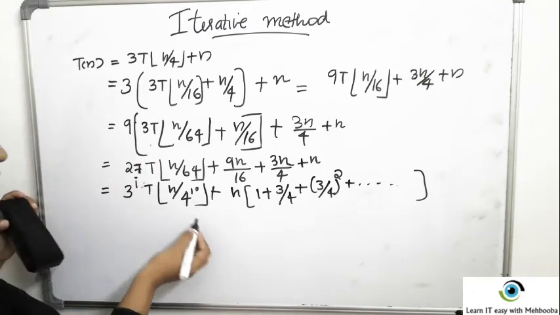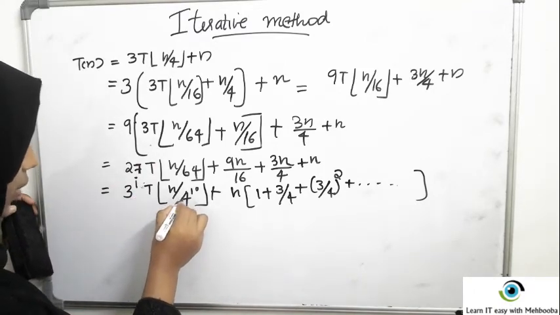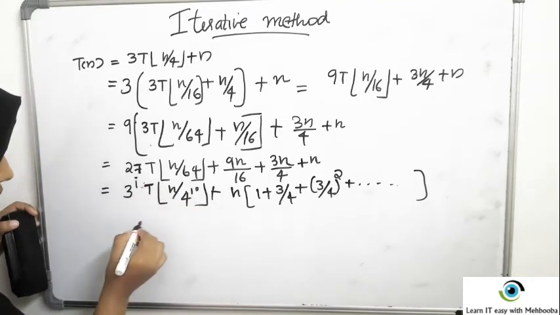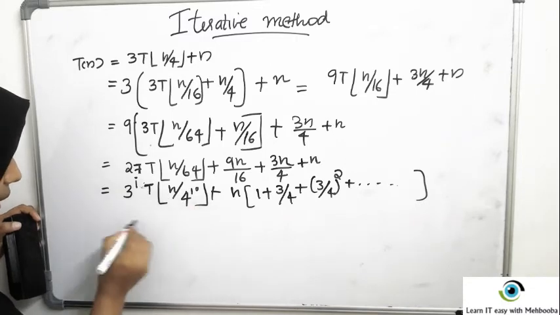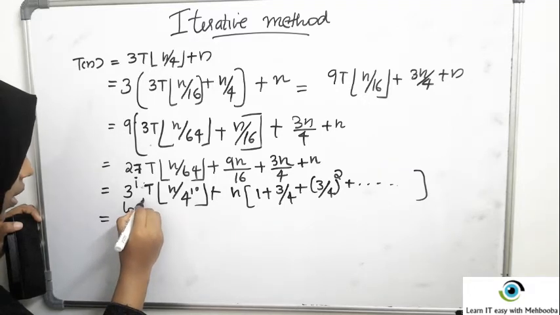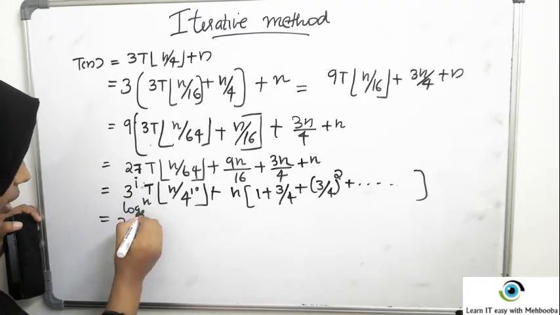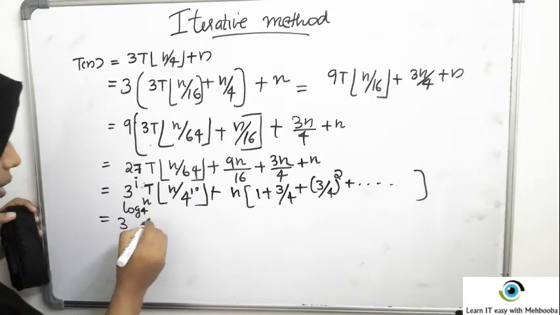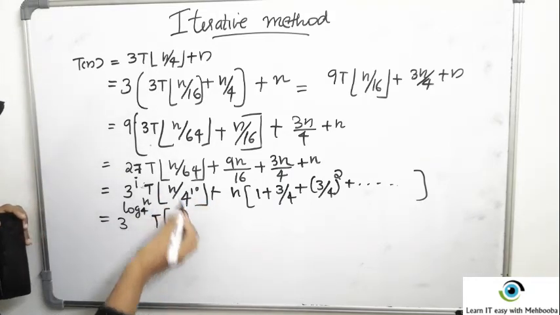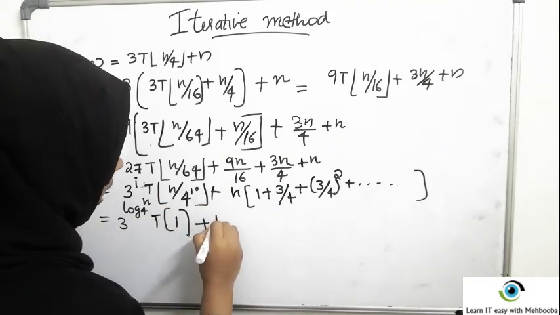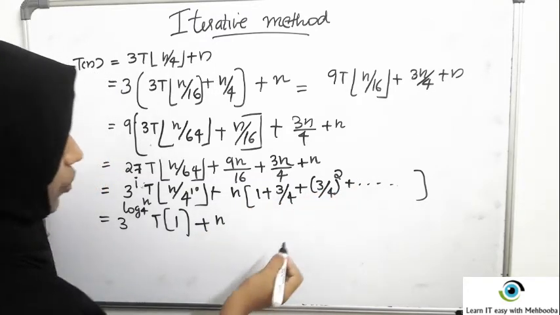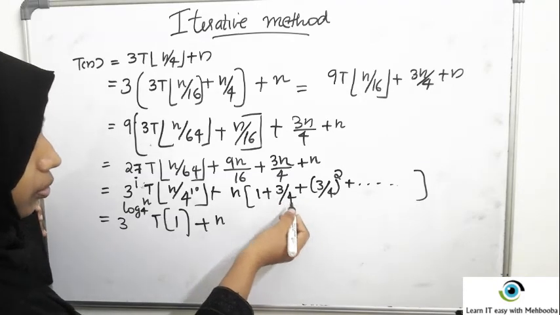So eventually, to get rid of the terms of T, you have to get n equal to 4 raised to i. So definitely i is equal to log n to the base 4. So we get 3 raised to log n to the base 4 times T of 1, plus n into 1 plus 3 by 4 plus 3 by 4 the whole square. This is a GP with common ratio 3 by 4.